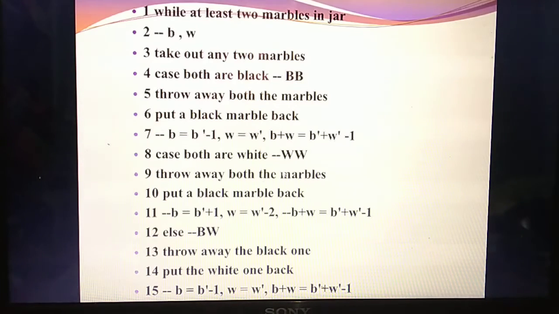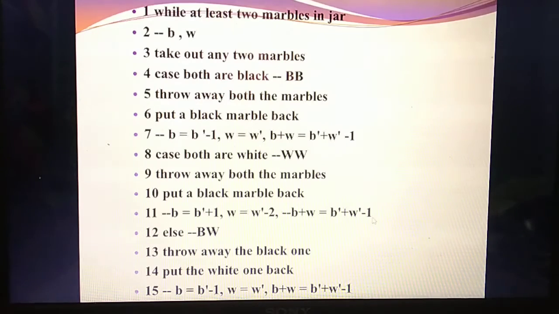Understand? But here you are taking 2 white marbles. So W dash minus 2. What's the condition? If the 2 are of the same color, you need to put the black marble again inside. So B dash plus 1. Now add this one, B plus W. B dash plus W dash. So plus 1 minus 2. Plus 1 minus 2. What answer will you get? Minus 1.